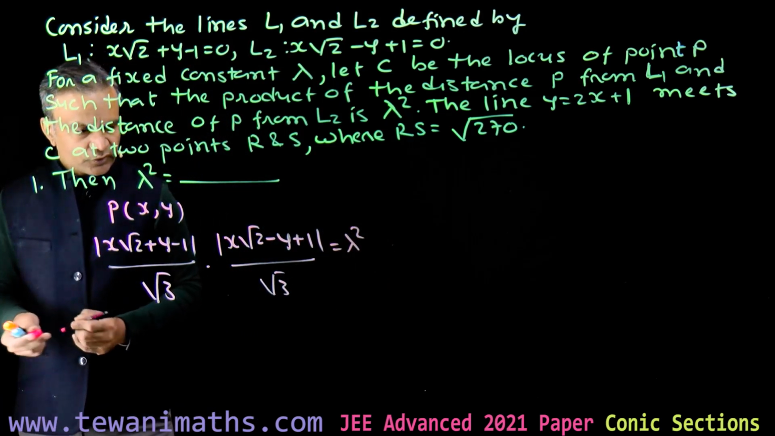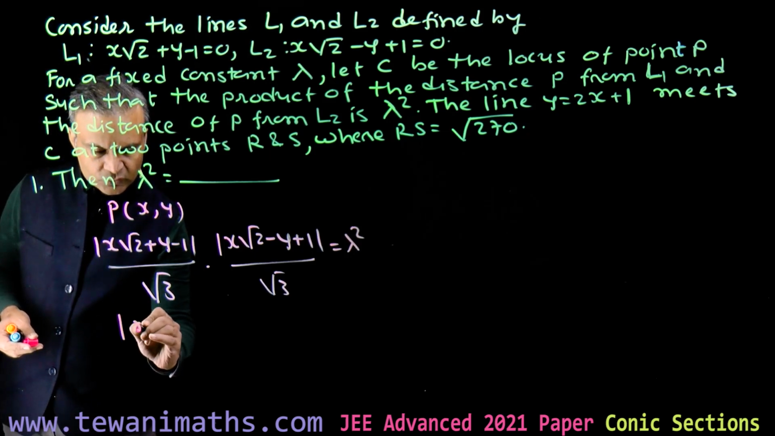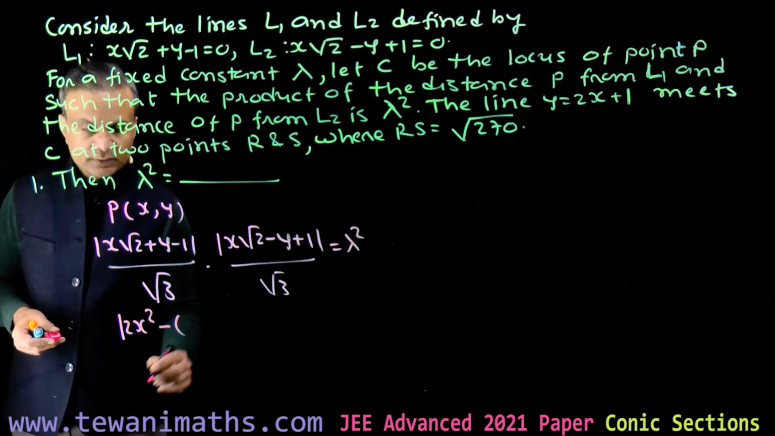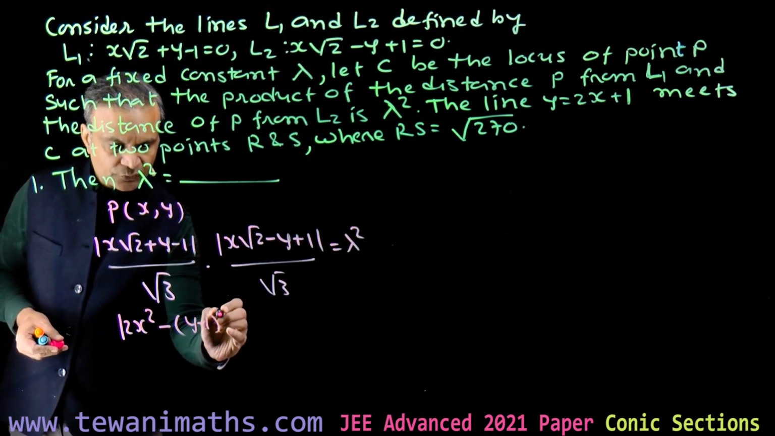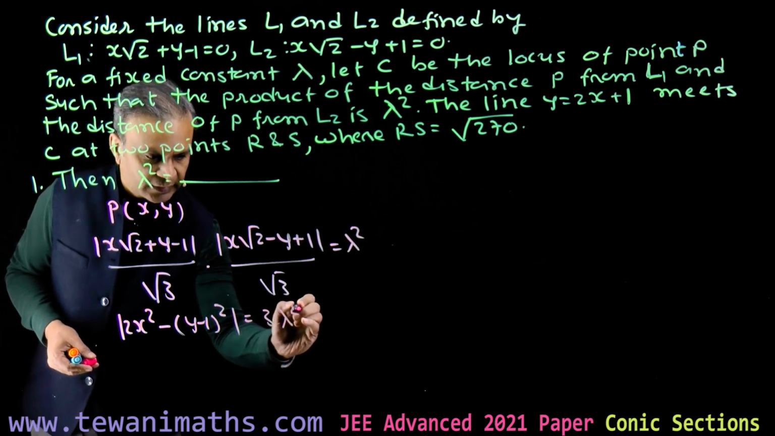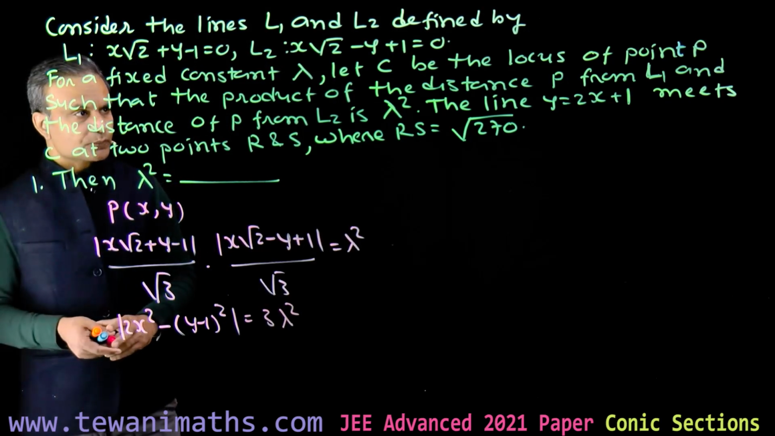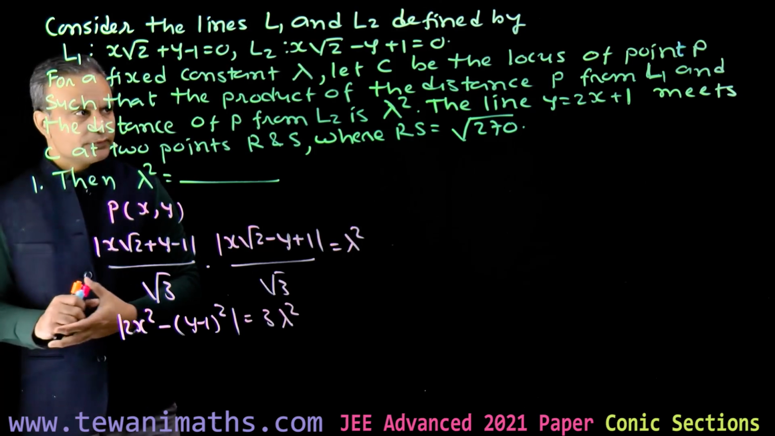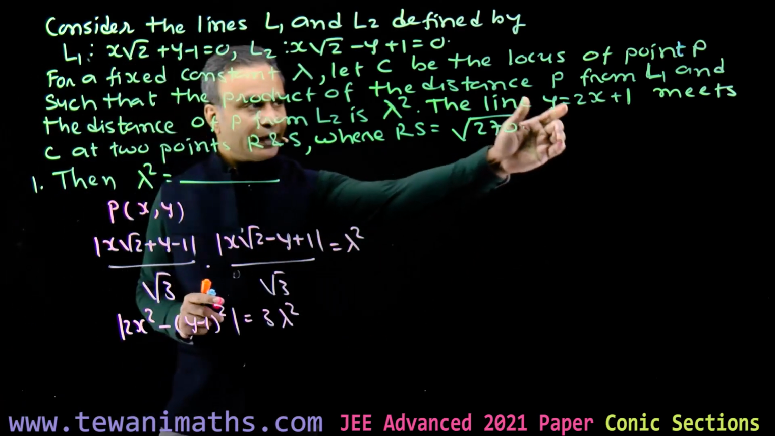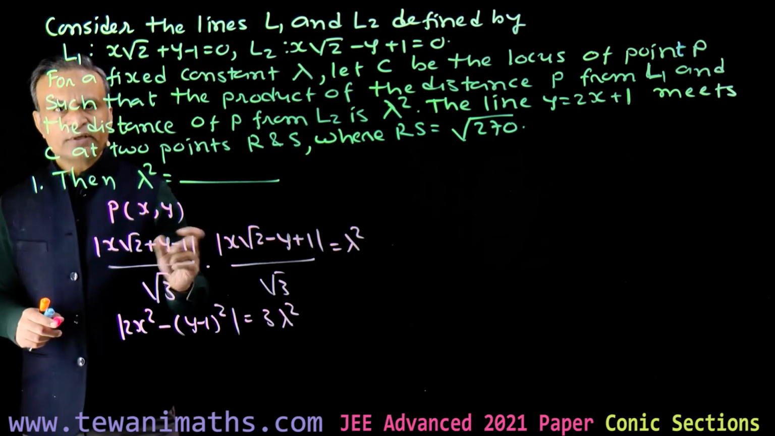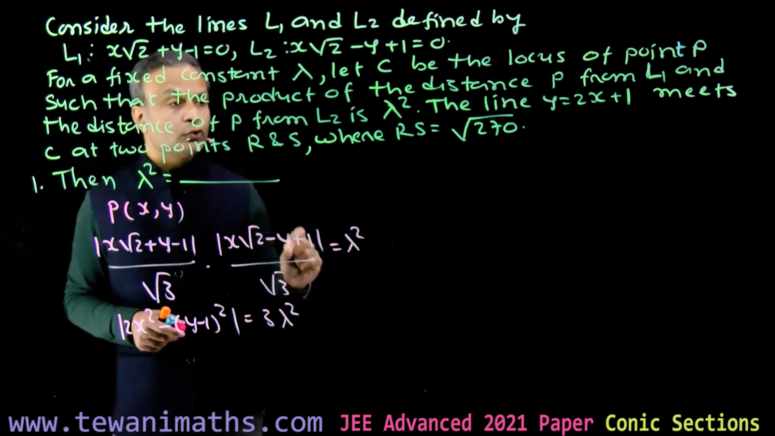So the equation of the locus will be modulus of 2x square minus (y minus 1) whole square, equal to 3 lambda square. We have to find the value of lambda. For that, one more condition is given: the line y equals 2x plus 1 intersects this curve at 2 points R and S, where RS is root 270.